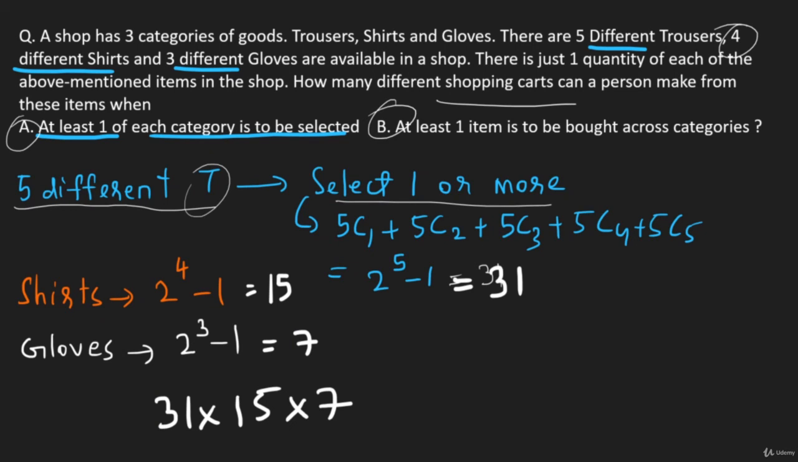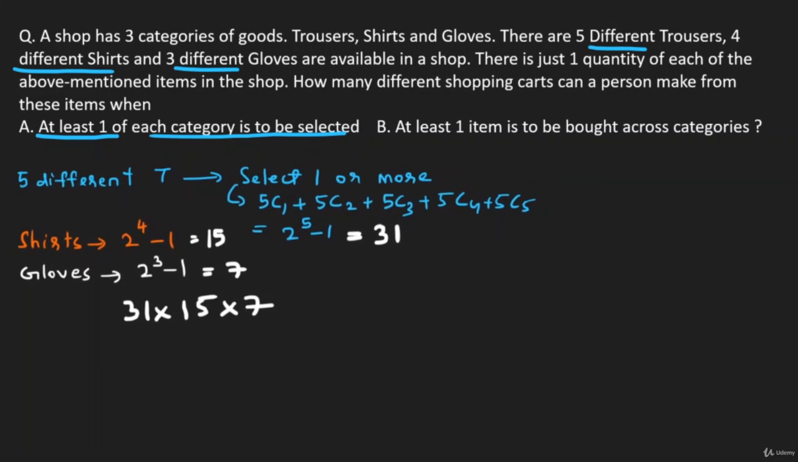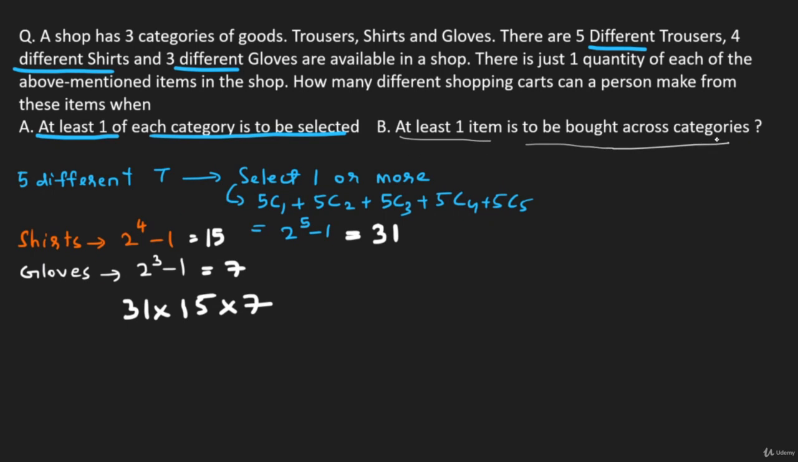Let's see question B over here. Over here it's mentioned that at least one item is to be bought across categories. So at the end, your shopping cart should have at least one item. Alright, let's do this question.